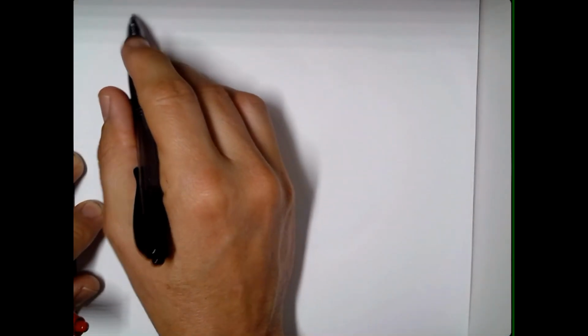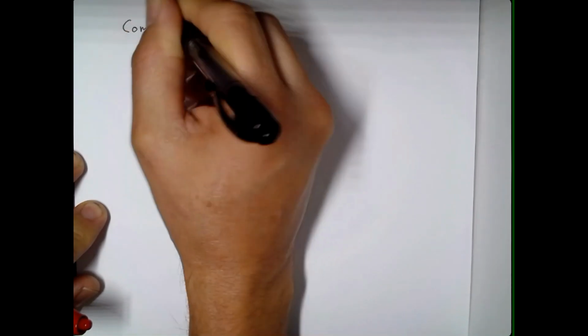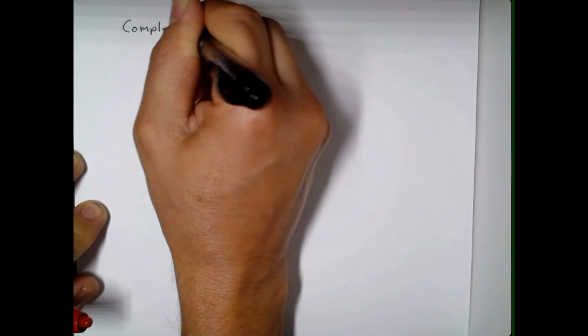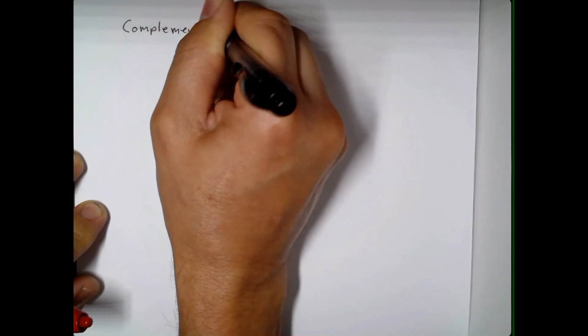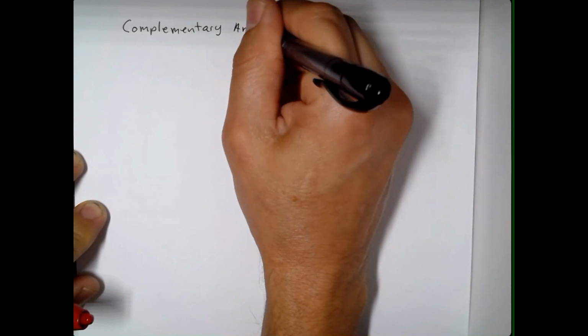Now we just got a couple more things to talk about. The next one that I want to talk about is what we call a complementary angle, because you've seen supplementary angle, right? And the supplementary angle was equal to 180 degrees. But we also have something called complementary angles.